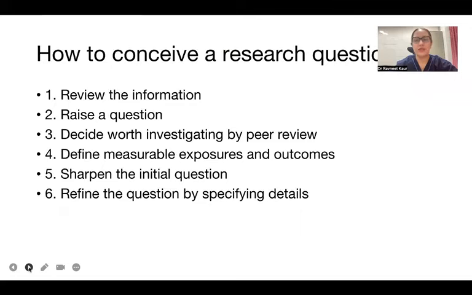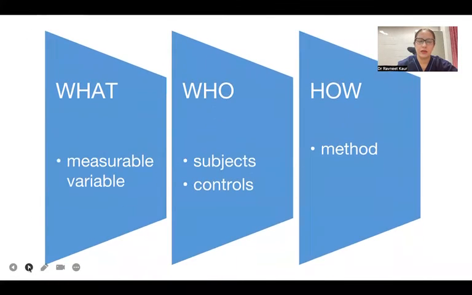What are the steps to conceive a research question? First and foremost, the investigator reviews the information. Then they raise a question and decide whether it is worth investigating by having peer-reviewed discussions. Then you have to define your exposure and your outcomes, which will eventually sharpen the initial question. And lastly, you add the specific details and refine your research question. The investigator may ask what to be measured, which variables to be included, who will be enrolled in this study, and how the study will be conducted.